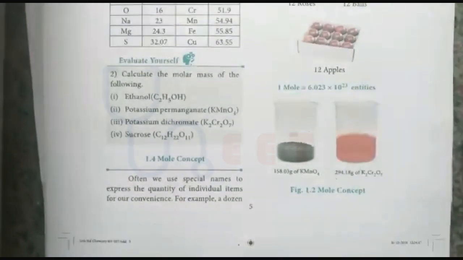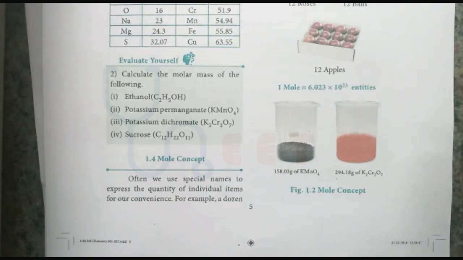Regarding the mole concept, we know that sometimes we give special names to bring something. Consider bangles. When we are buying a quantity of bangles, we ask for dozens. Dozens represent the quantity. Here, a dozen means 12.